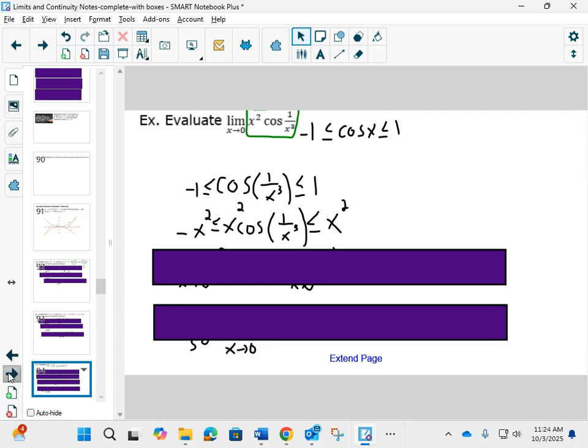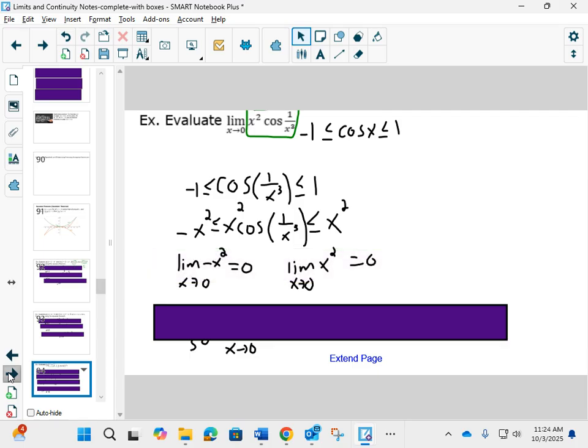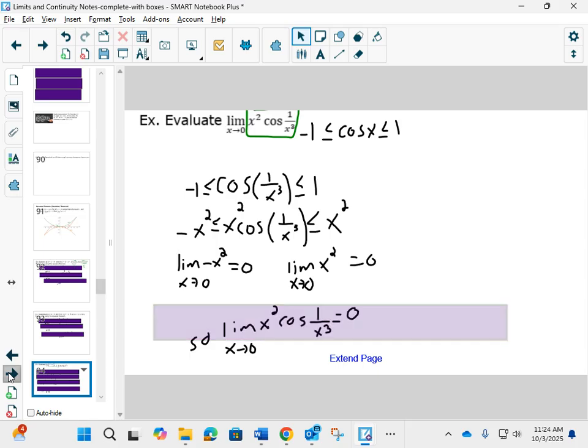Then if we find the limit as x goes to 0 of the left side, and we find the limit as x goes to 0 of the right side, and they're both 0, we can say that we can figure out the limit of this.